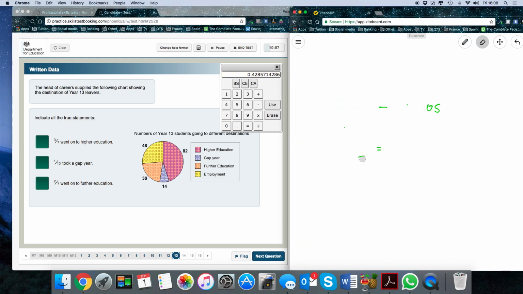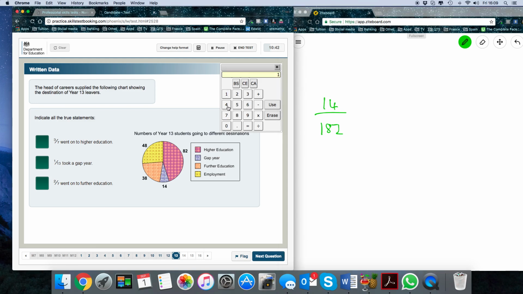Just going to clear the screen and we'll do the second one. We're going to do the second one in exactly the same way. Now, it should be a bit quicker because we already know the bottom number is 182. Okay, gap year was 14. Again, I'm just going to convert that into a decimal. So 14 divided by 182 equals.